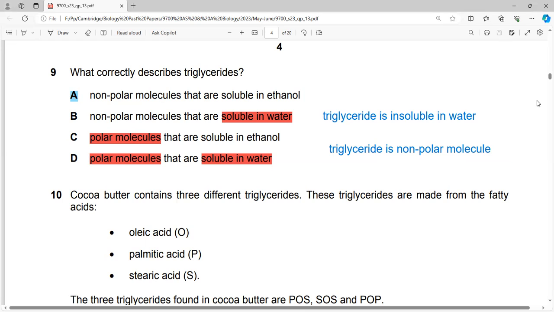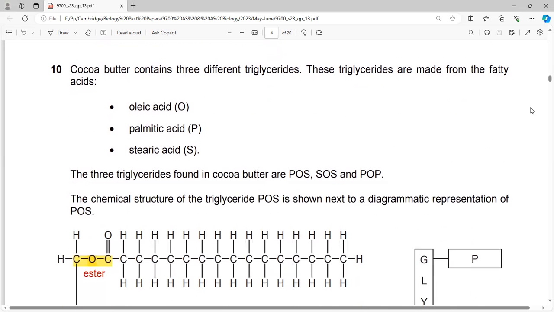C is the wrong option, and they're saying it's a polar molecule. So it is not a polar molecule. This is a non-polar molecule, and it's soluble in ethanol. That's fine, but D is also incorrect here because it's a non-polar molecule. So we're going to proceed to question number 10.